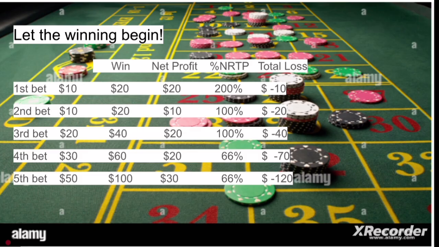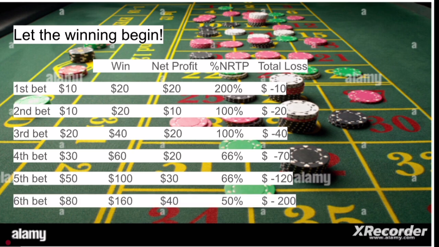Well, the fifth bet is now $50. We'll win 100. That nets us a $30 profit. Again, 66% net return to us, which we've already now accepted in the fourth step to be an acceptable risk, right? We're gonna risk losing $50 to only get a $30 profit in return, and we've already said we're fine with that.